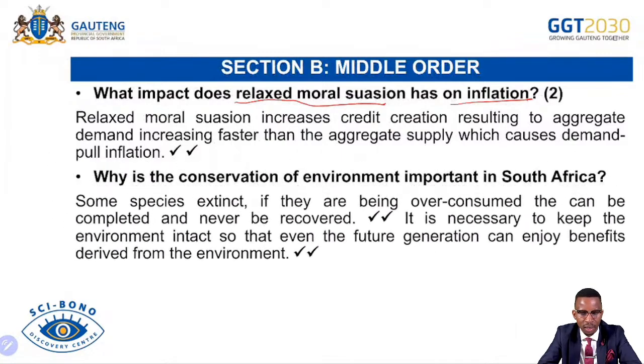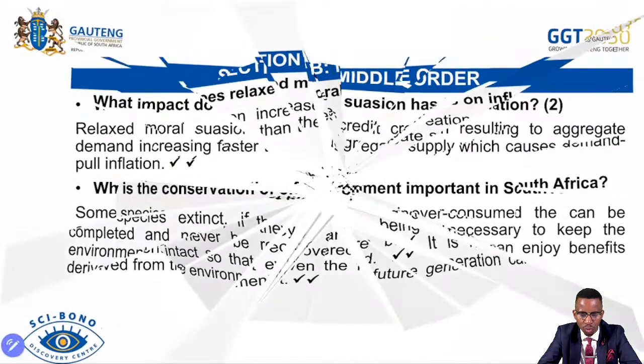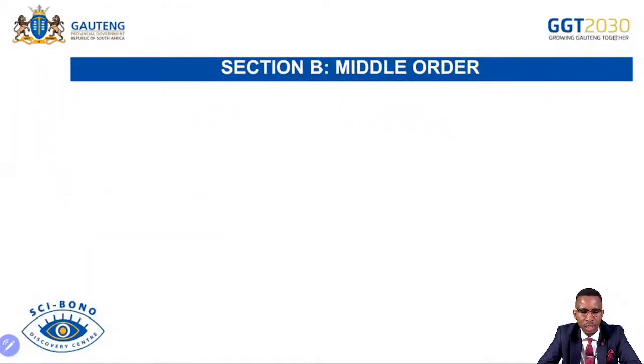Let's look at the answer. Some species are extinct. If they are being overconsumed, they can be depleted and never be recovered again. It is necessary to keep the environment intact so that even the future generation can enjoy benefits derived from the environment. Like I've said, so we go on again with the next question in the middle order.